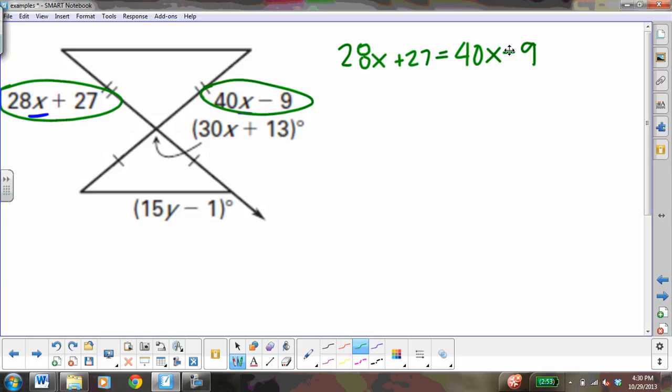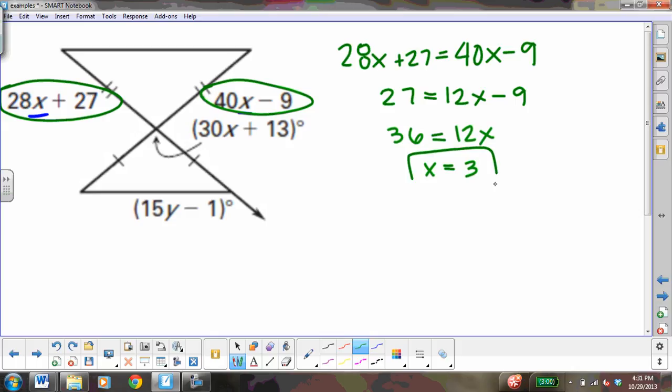Now I start combining my terms. I will subtract 28x from both sides to get the x's together. So 27 equals 12x minus 9. I'll add 9 to both sides. So 36 equals 12x. And finally, I'll divide both sides by 12 and have x equals 3.